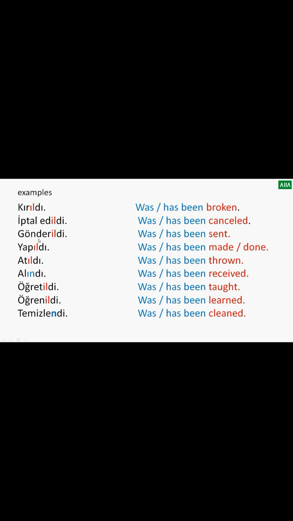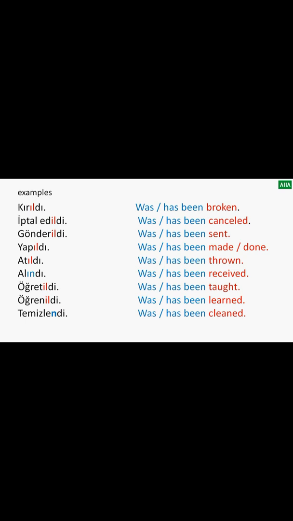Gönderildi, was sent or has been sent, or you can say was shipped or has been shipped. Yapıldı, was made or was done, or has been done or has been made. So yapıldı. As you see here, these are the suffix of passive voice. Atıldı, which means I can tell you, was thrown or has been thrown.